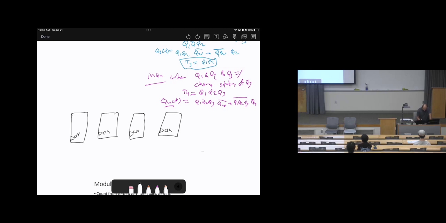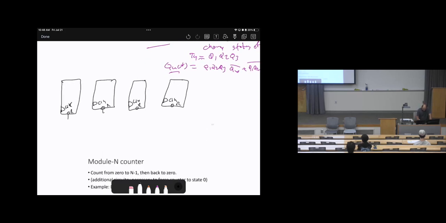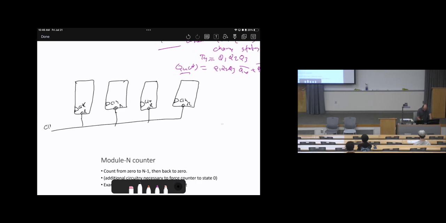And keep in mind there must be a clear button. Here is reset, reset, reset. And most likely, as I mentioned earlier, the clear button will be active low. So, here is the clear. So clear, active low. Then the clock. This is the clock.